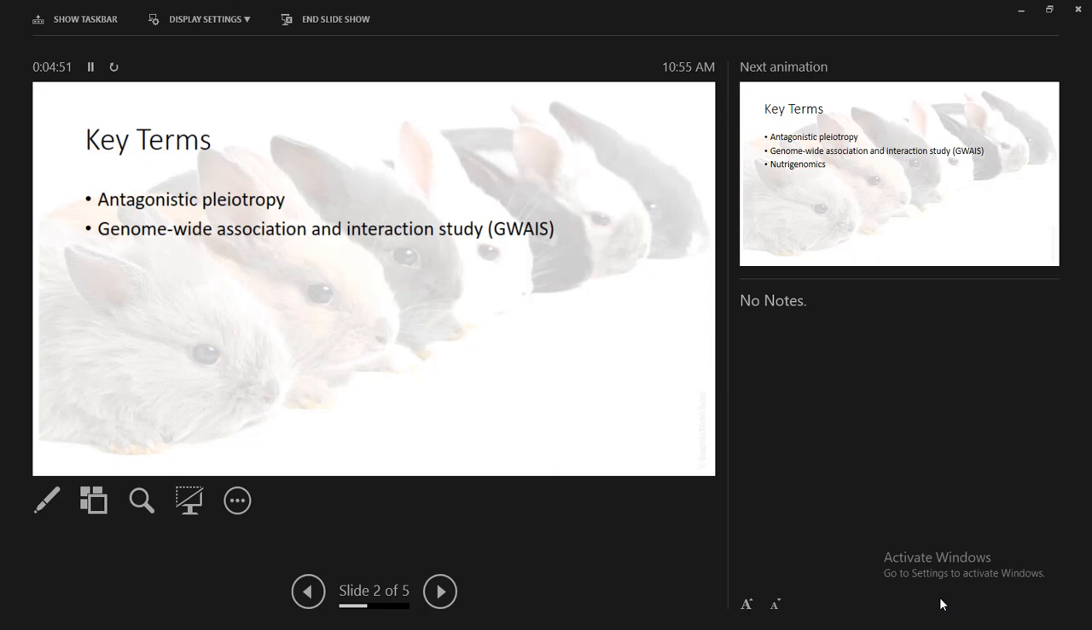So can you repeat the first sentence of the definition? Of the genome-wide association and interaction studies?